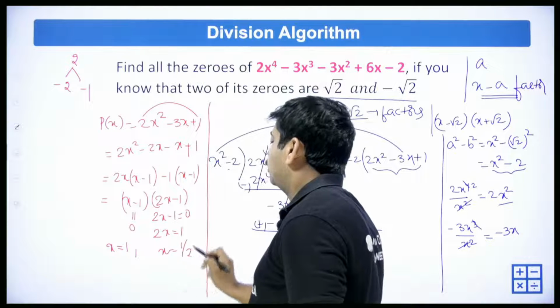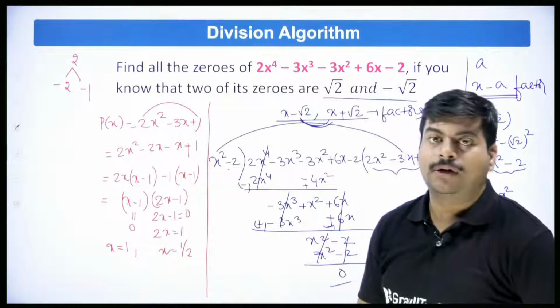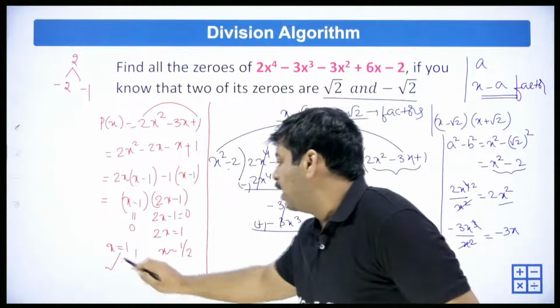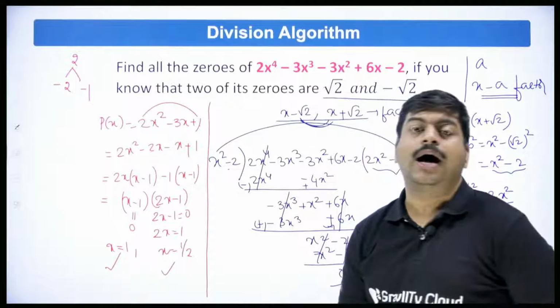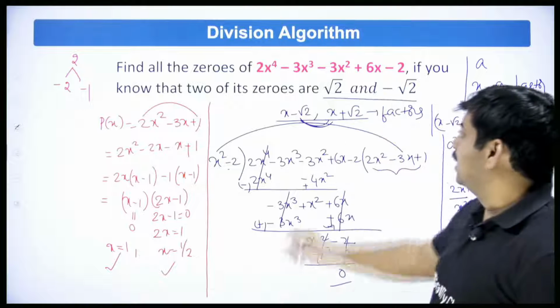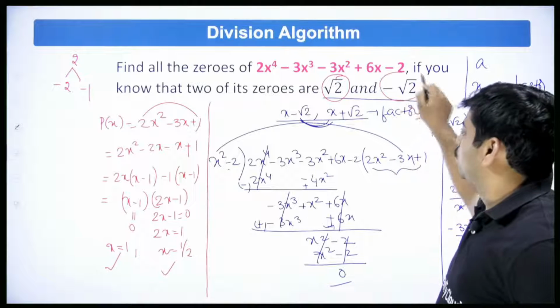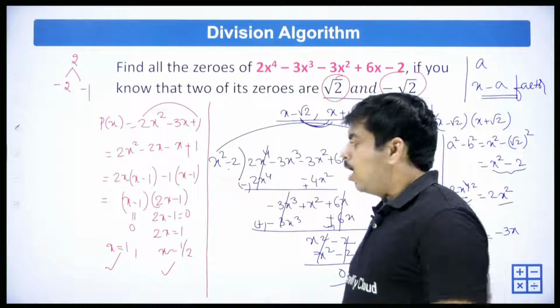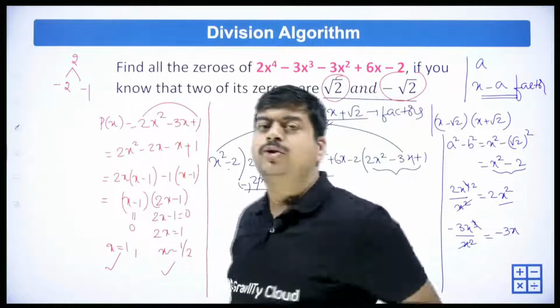x is equal to 1 by 2. 2x is equal to 1, and you'll get x equal to 1 by 2. So x equal to 1 and x equal to 1 by 2 are the other two zeros other than root 2 and minus root 2. A very beautiful question. It took a lot of space and a lot of time to solve this one.